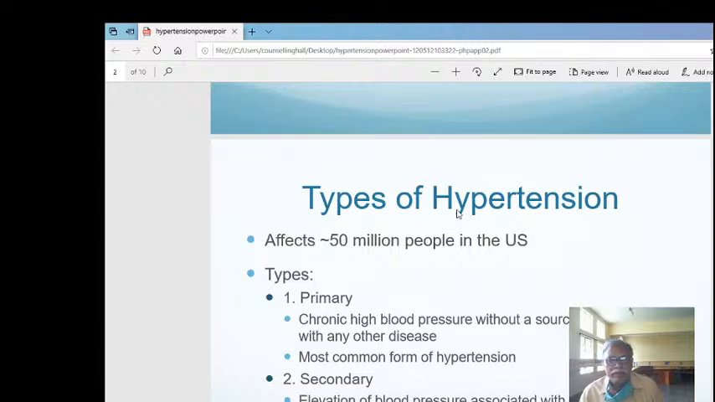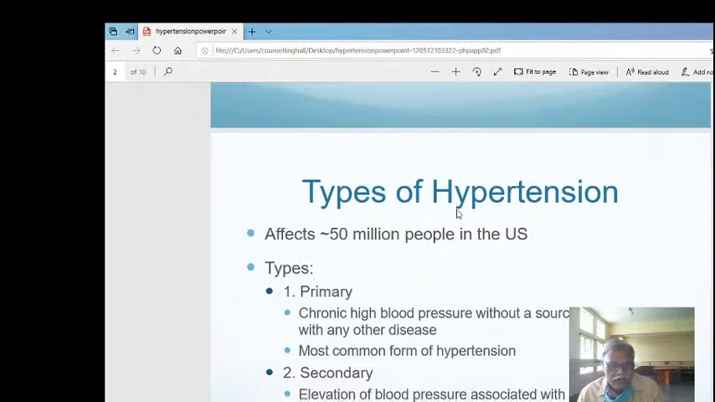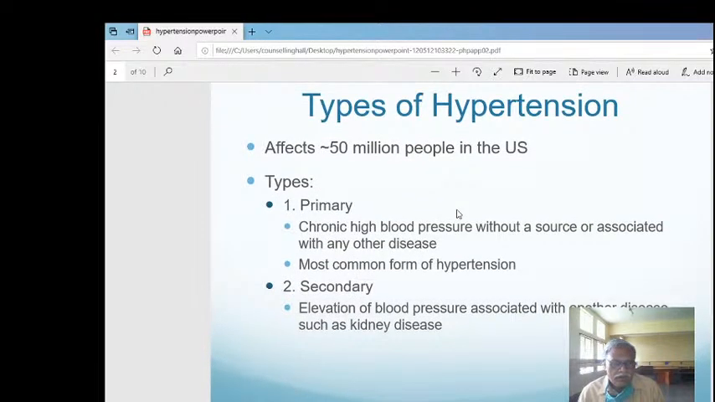So today's class, viewers, is on hypertension. Many a times it is the essential hypertension, that is the primary hypertension, and you have the secondary hypertensions also. The primary hypertension is a chronic high blood pressure without a source associated with any other disease. So the most common form of hypertension is essential hypertension.